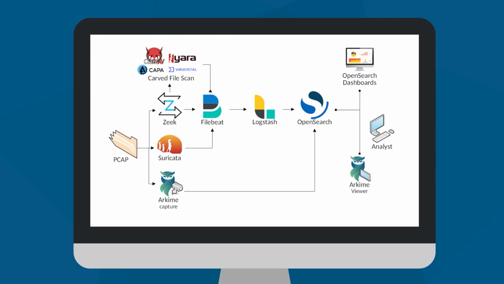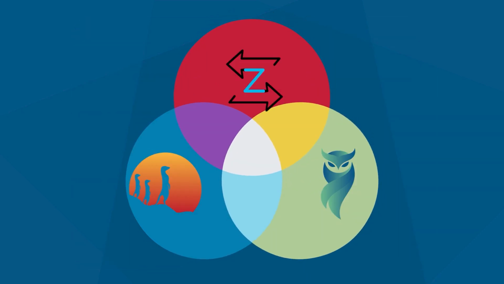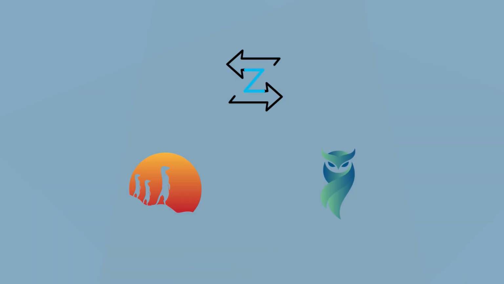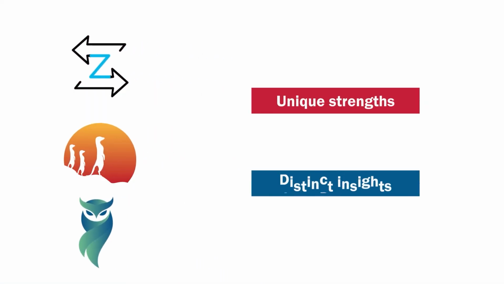Malcolm has three data sources: Zeek, Suricata, and Arkime. Malcolm harnesses the power of these three different open-source tools to look at the network traffic in different ways. These three tools examine the same network traffic data, leading to some overlap in information such as protocol and source and destination IP addresses and port numbers. Despite the overlap, each tool has unique strengths and offers distinct insights into the network traffic.